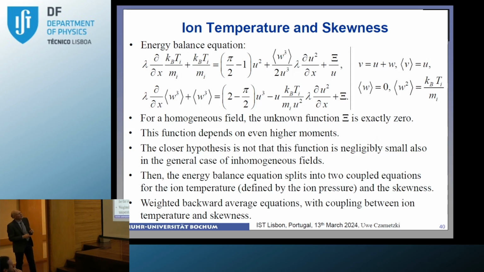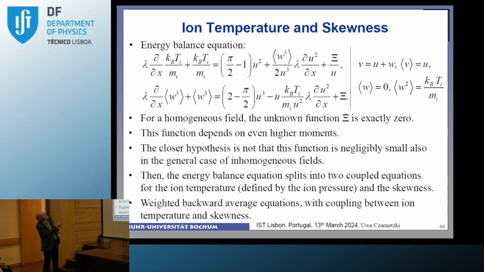If we write down now the energy balance equation, we can split the terms and identify the same form of backward averaged equation with an unknown function xi here. And for the ion temperature, which is an effective value with the thermal velocity averaged, that wouldn't help because we don't know this function. But fortunately, we can solve it for a homogeneous field, where this function is exactly 0. In general, this function depends on the higher moments. So now the closure hypothesis is that this function psi is negligible also in the general case.